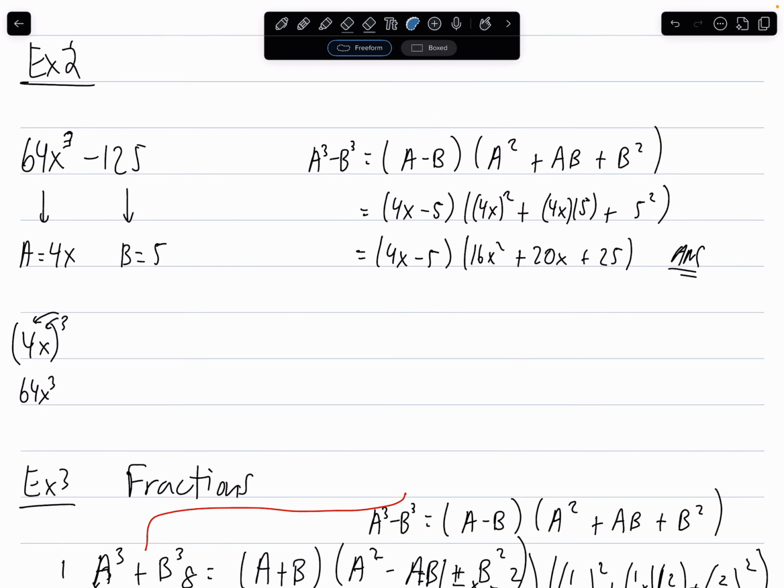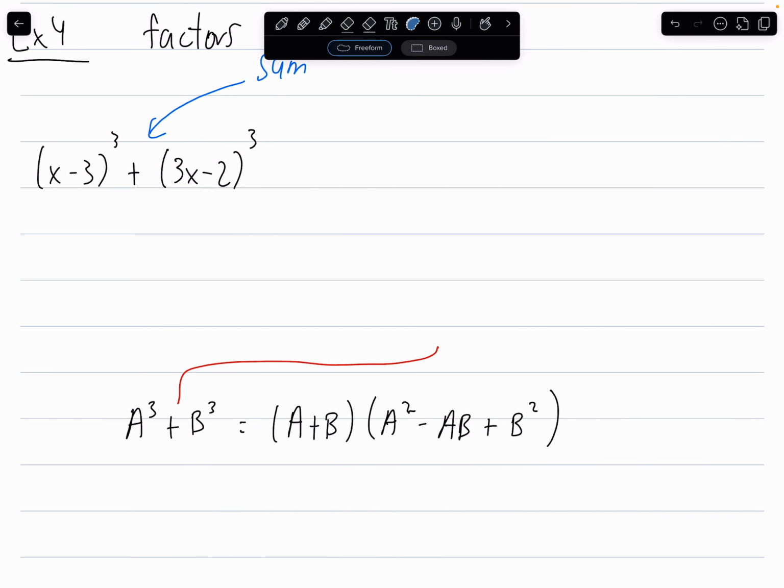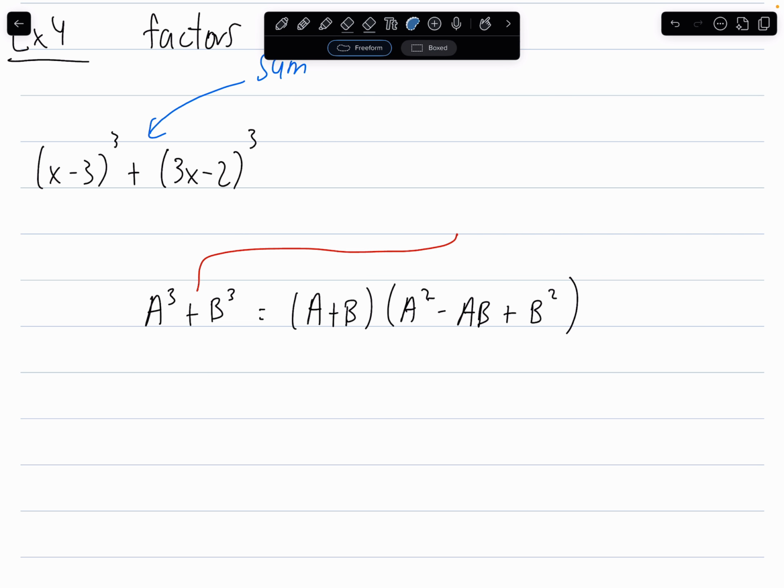And let's bring that down here. So we know we're going to be using this equation because it's the sum. But the thing is, we got to find out what a and b is. In this case, it's actually pretty easy because a is that and b is that. A is the x minus 3 and b is the 3x minus 2. So let's write this out. A is x minus 3 plus 3x minus 2.